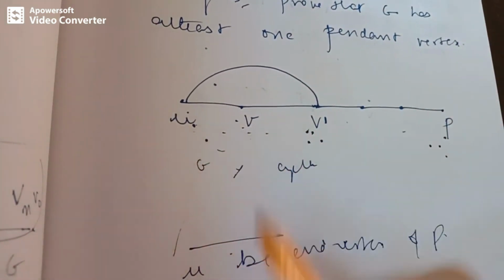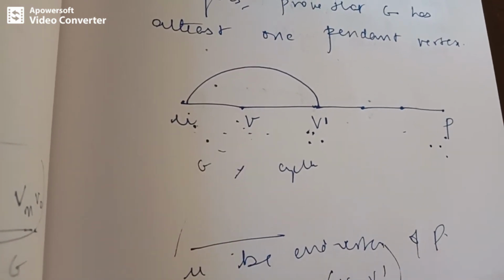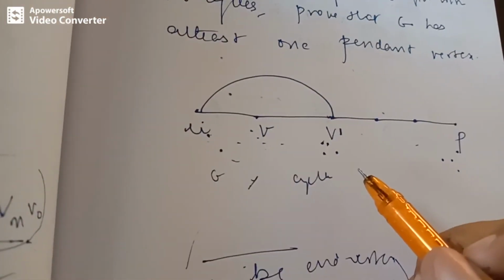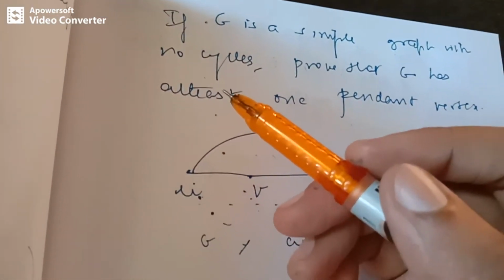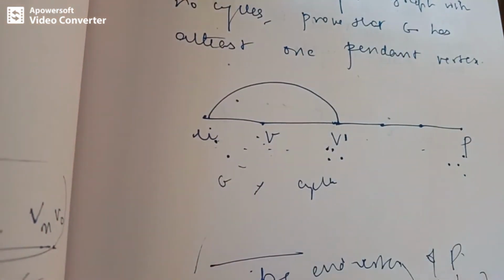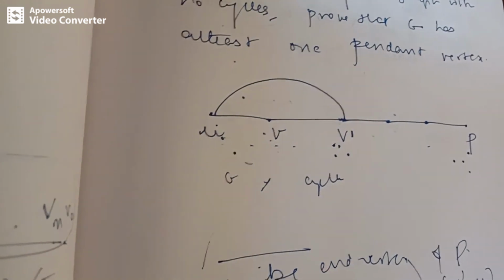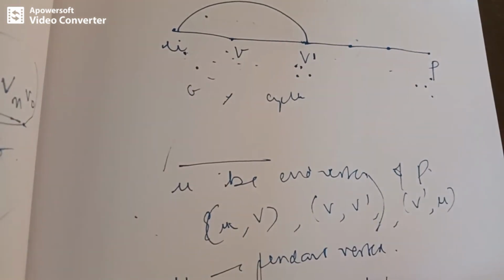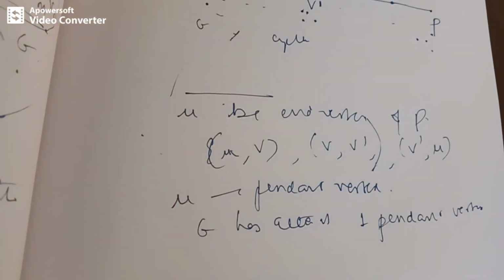So, the edges UV, V dash and V dash U, they form a cycle, right? UV, V dash U, they form a cycle. So, this is not possible because the graph has no cycles. So, you must have at least one neighbor, so that U is a pendant vertex, so that you can avoid cycles. Therefore, graph G has at least one pendant vertex. So, this is how we can prove it.